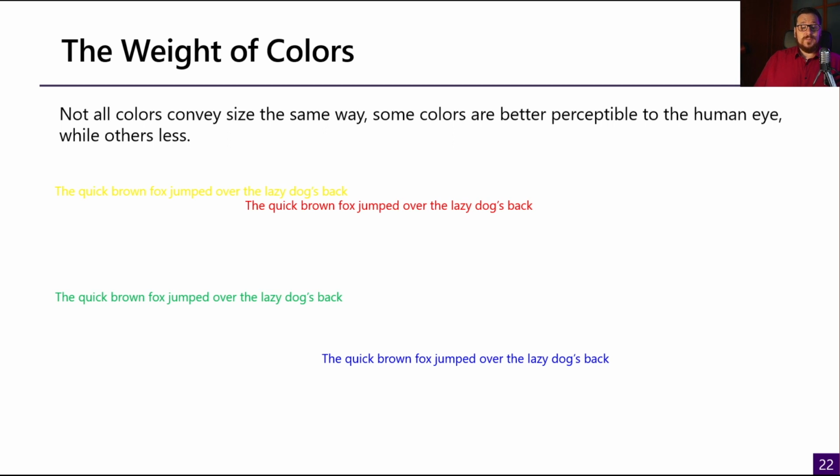Another important point in how we use colors is that colors have weight, meaning that depending on what color it is, it can be more or less perceptible to the human eye. For example, at first glance, it might seem that all those texts are the same size, but actually the yellow text is the biggest one. And even though it is side by side with the red one, the red one still seems a bit bigger.